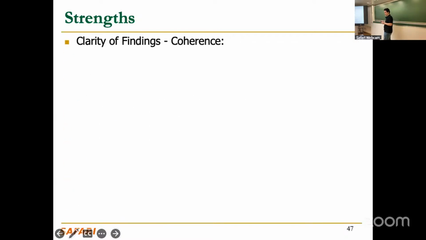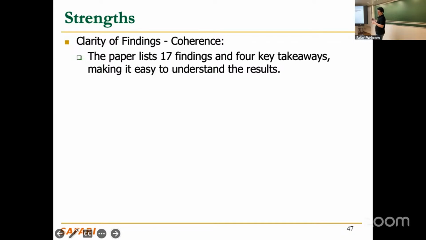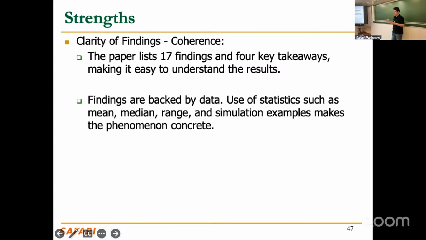And lastly, I would like to discuss the clarity of findings as well as the coherence and the discussion about these results. So we saw that the paper lists 17 findings, which unfortunately I couldn't discuss all of them. And it groups some of these findings under some key takeaways, making it easy to understand the results that we saw. And also we saw that the findings are all backed by data. So they use statistics such as mean, median, range values, as well as simulation examples to make the phenomena concrete.